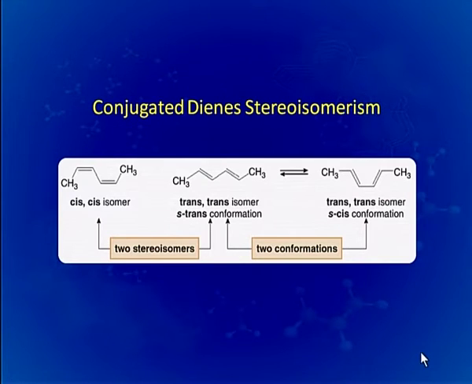So, we can see these two are stereoisomers, meaning configurational stereoisomers, which are separate identities, cis-cis and trans-trans. But this trans-trans can be converted to another trans-trans isomer with the only difference being the conformation. So, these two are conformational isomers.